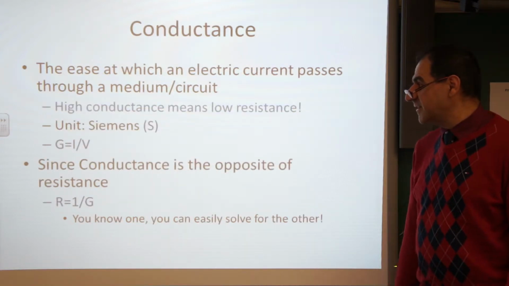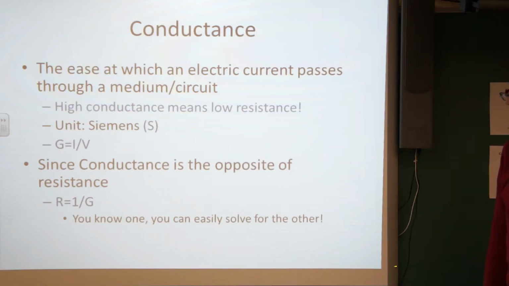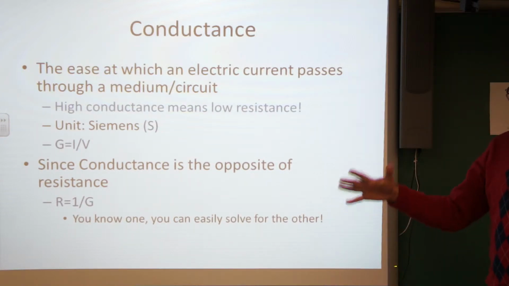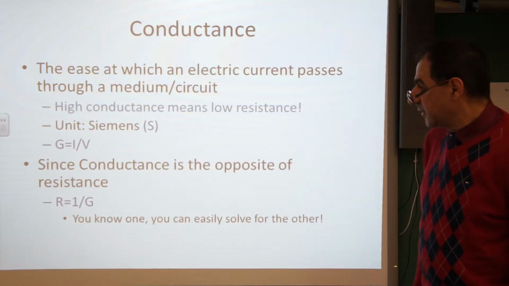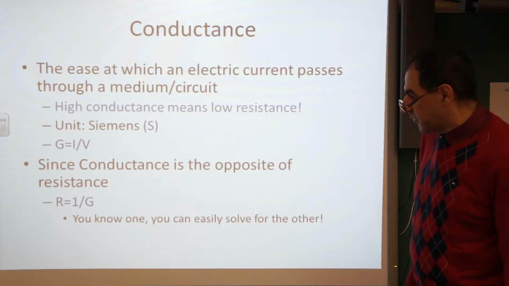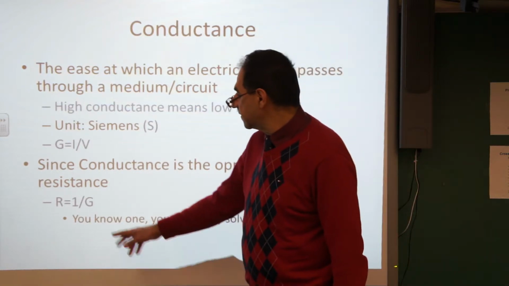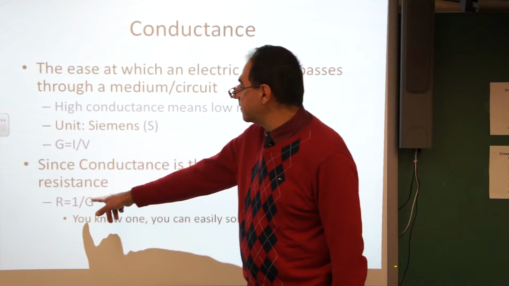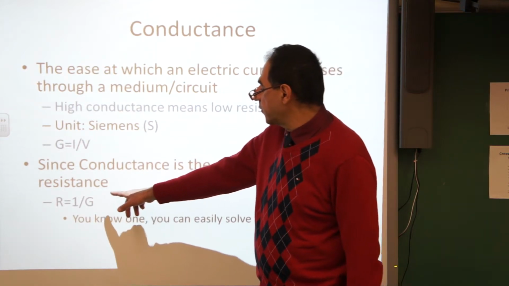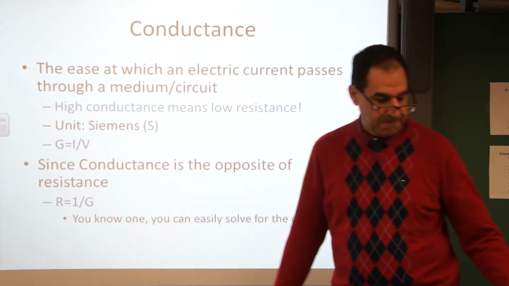Now resistance is the opposite of conductance, because the more a medium conducts, the less it resists, and the more it resists, the less it conducts. So there's a reciprocal relationship between conductance, which is G, and resistance, which is R. So R is equal to 1 over G, or G is equal to 1 over R.